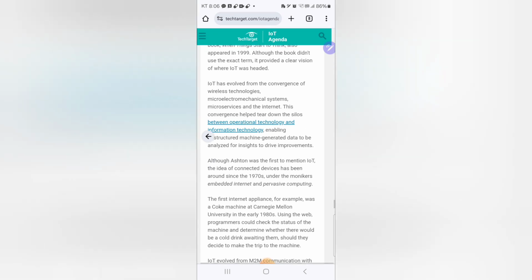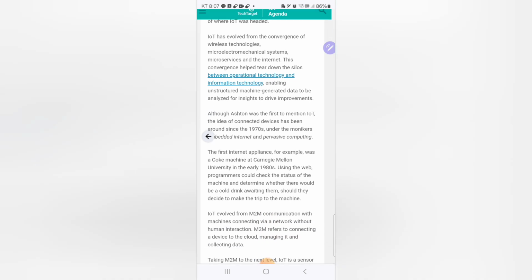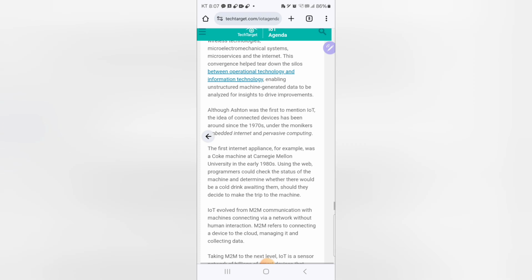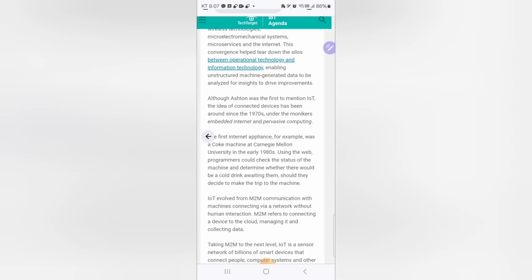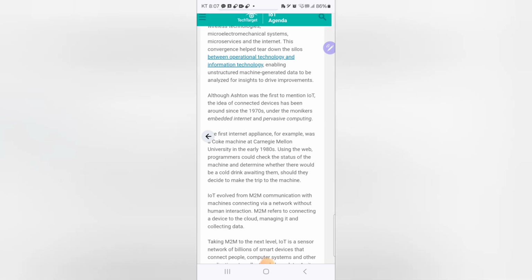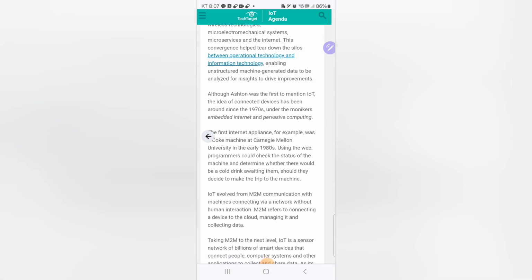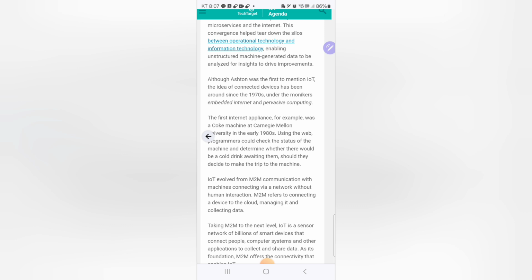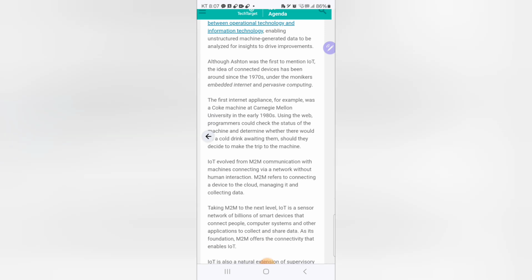One early internet appliance, for example, was a Coke machine at Carnegie Mellon University in the early 1980s. Using the web, programmers could check the status of the machine and determine whether there would be a cold drink waiting for them should they decide to make the trip to the machine.